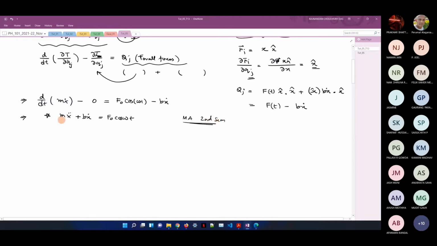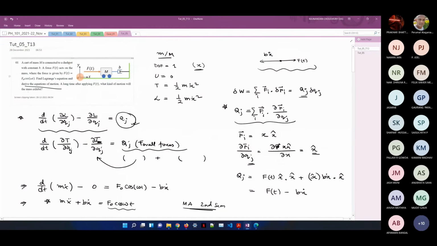This is called a second order differential equation because there is a double dot derivative here. Then this is an inhomogeneous, second order inhomogeneous ordinary differential equation. Without solving this equation also you can finish this question. Okay, so let us finish this first.